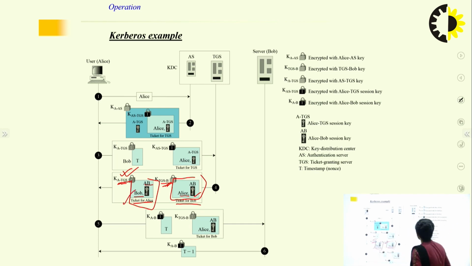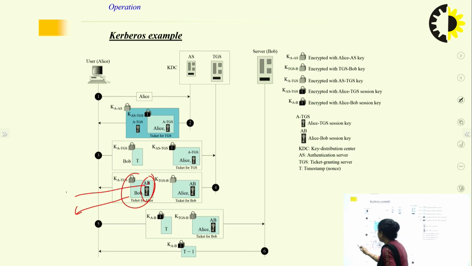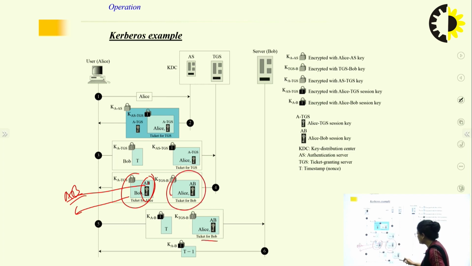So Alice decrypts this message, and Alice keeps it. After decrypting, Alice gets to know this particular AB, the shared key that will be used for communicating with Bob. And Alice then sends the ticket which is meant for Bob to Bob. In addition to that, it takes a timestamp T and encrypts it with the shared key that was generated, AB. Now, when Bob gets the ticket sent by Alice, the encryption is done using the key between TGS and Bob.